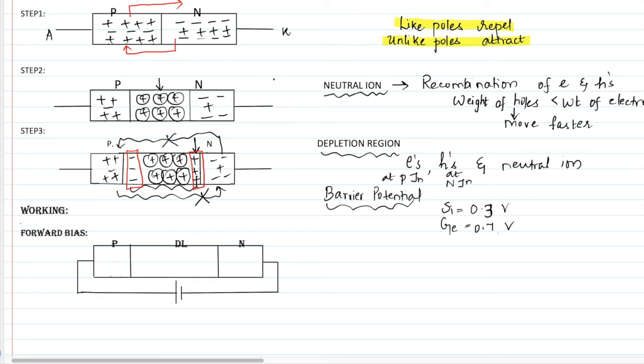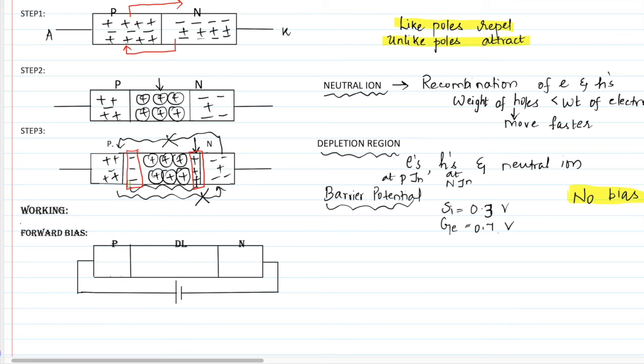This, what I explained now, is known as the no bias condition. No bias means you are not supplying any external voltage. Just combining the P layer and N layer, these are the things that happen: recombination, the depletion region, and then a barrier potential. These are happening without any external voltage.